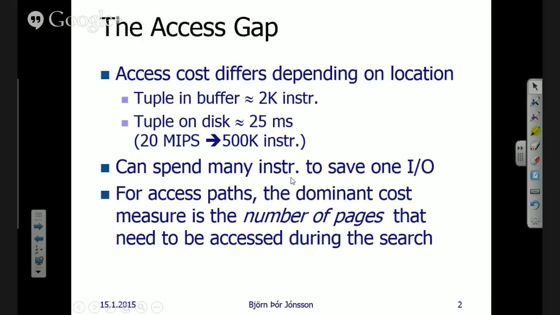Well, the reason we have indices or indexes is that, again, we need to bring things into memory, and I/O is costly. So if we can do something to reduce the number of I/Os, it's really worth spending some effort to do this. Now, the numbers here, tuple and buffers, and tuple and disk, the difference is getting larger as CPU and memory become faster because the disks are slow.